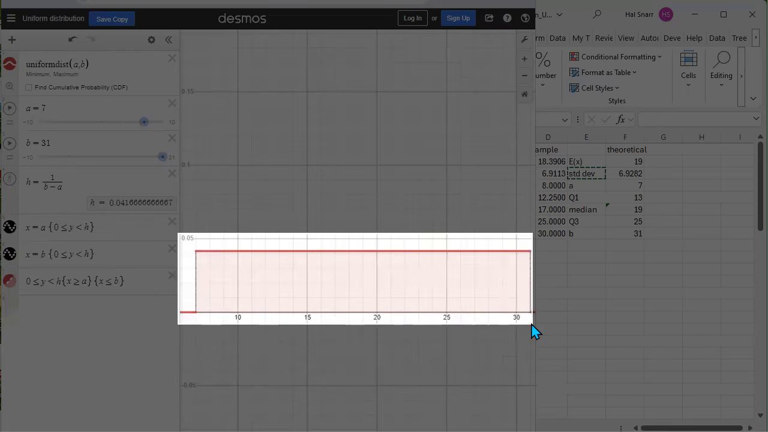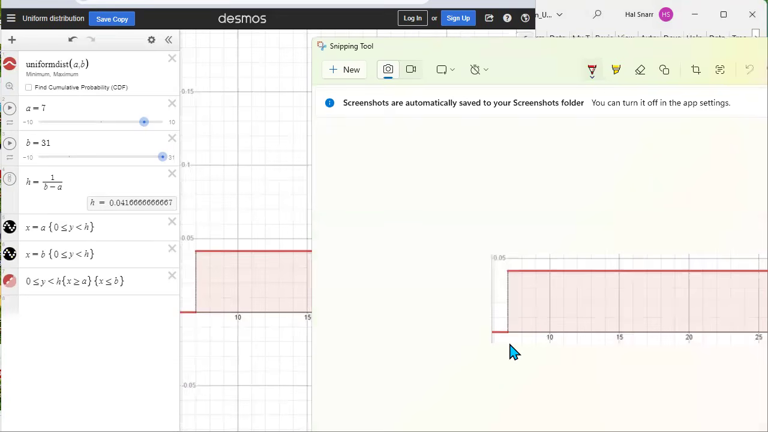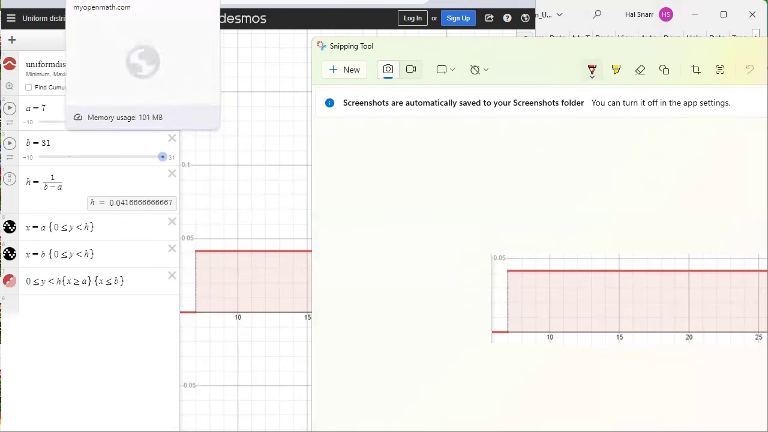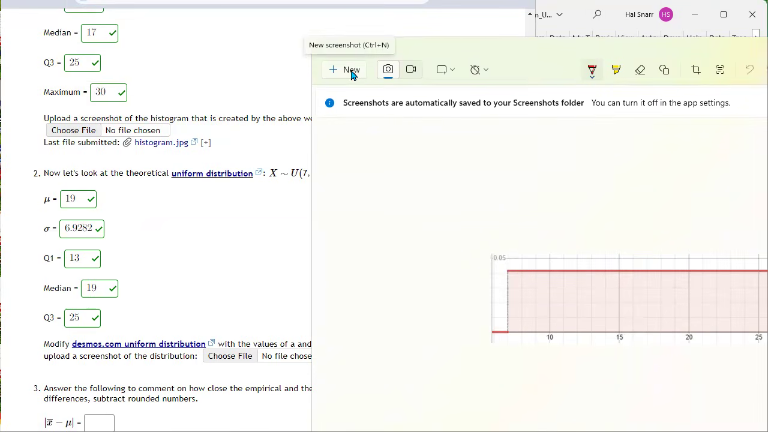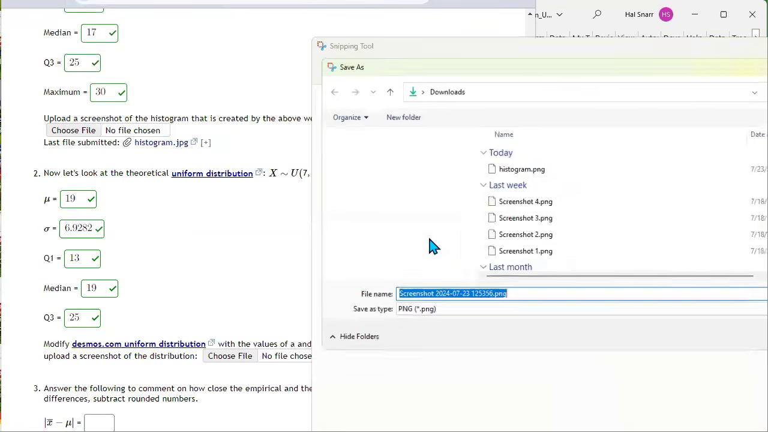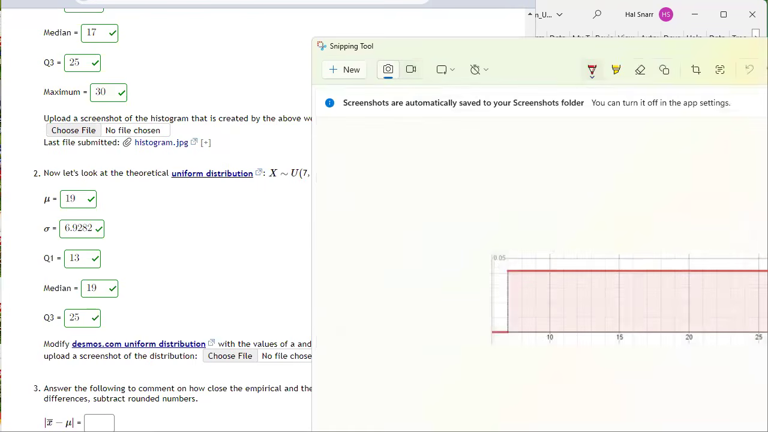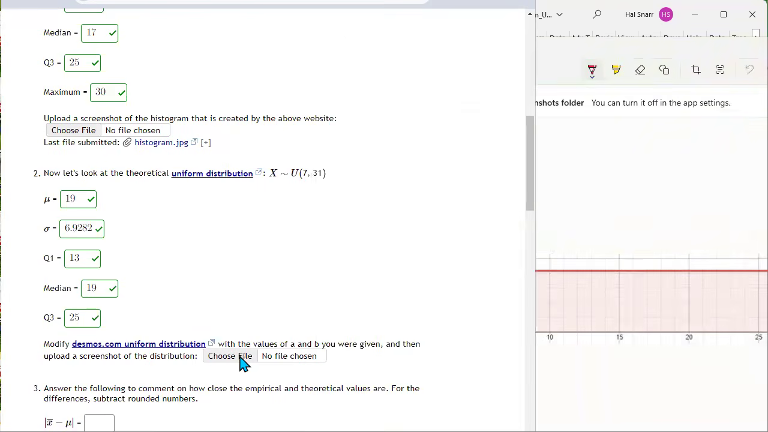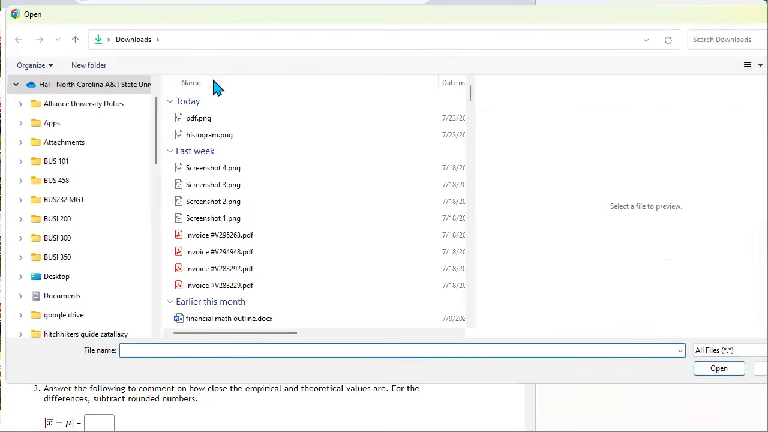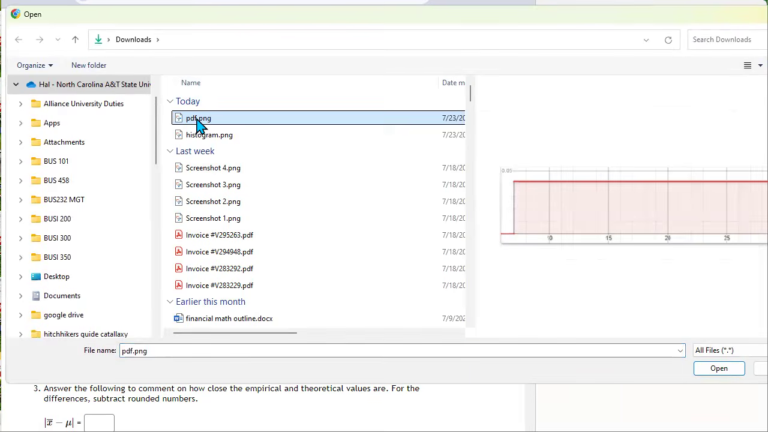Now I'm going to screenshot this and upload it to my math, which will be graded later. If I forget to grade your submission, make sure you send me an email to ask me to grade it. Let's do Control S, PDF. And then I'm going to click on Choose File. And there's my PDF right there, right?